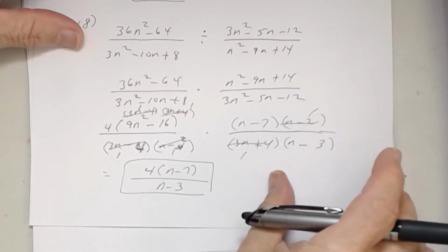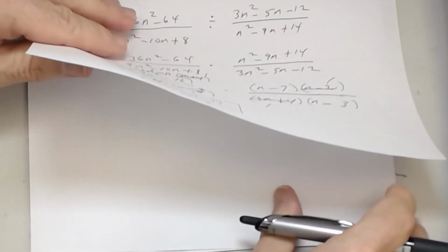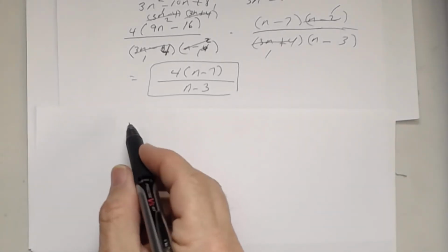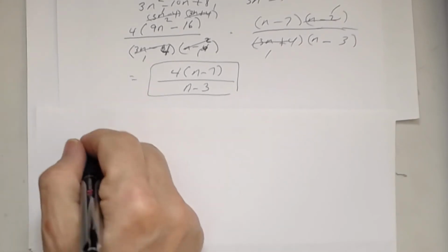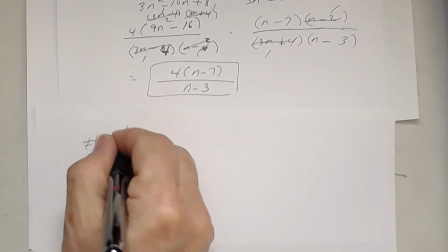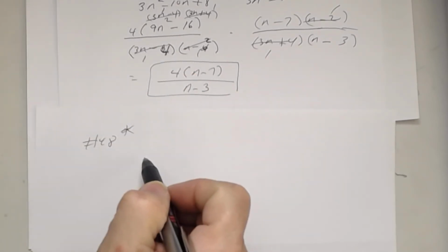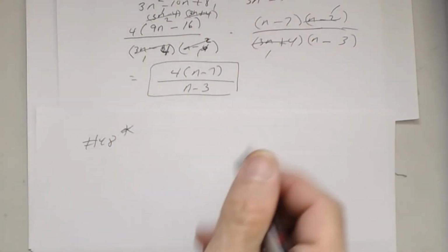All right, now, if you had not done the GCF first, here's what you would have had to do. So this is number 48 again. I'm putting a little star here. So I'm going directly from this step to here. So I'm assuming you've already done the change, division, multiplication.